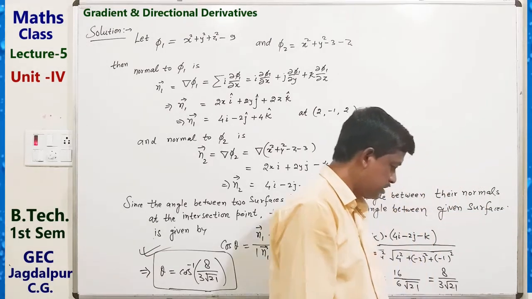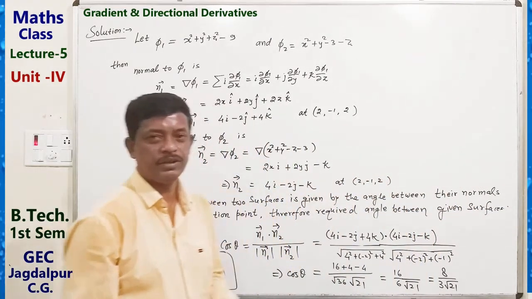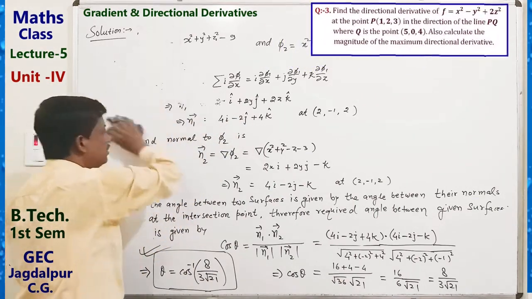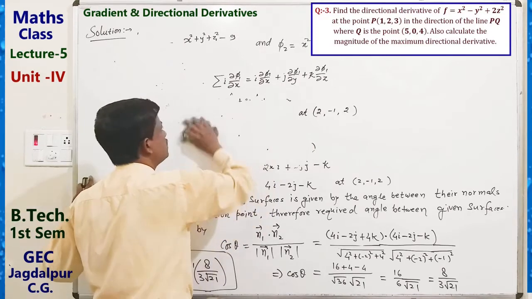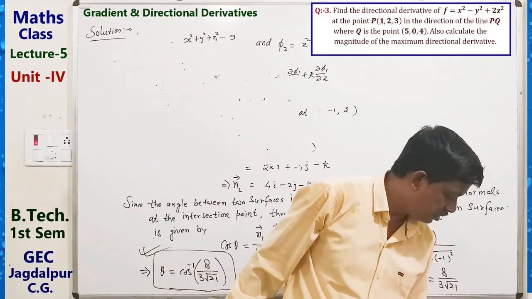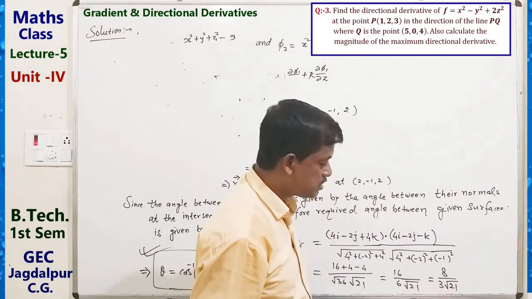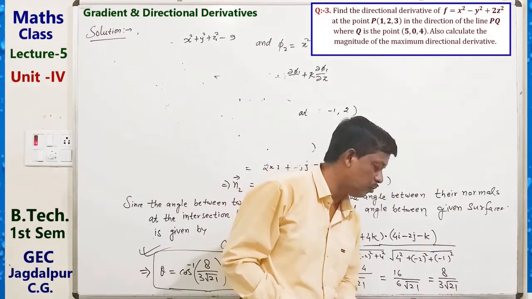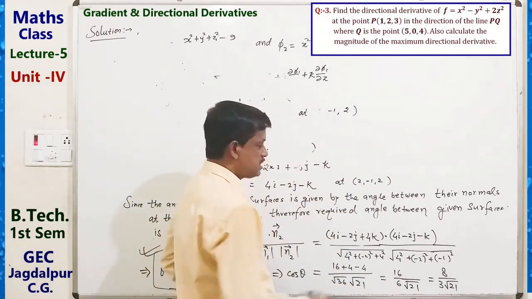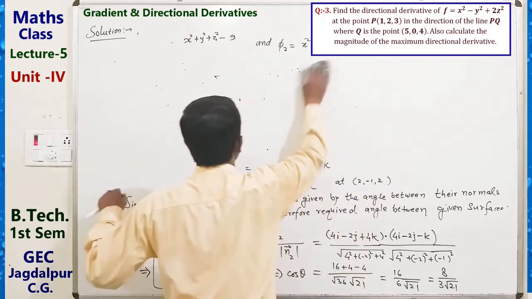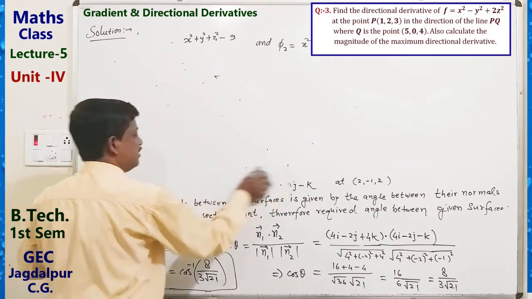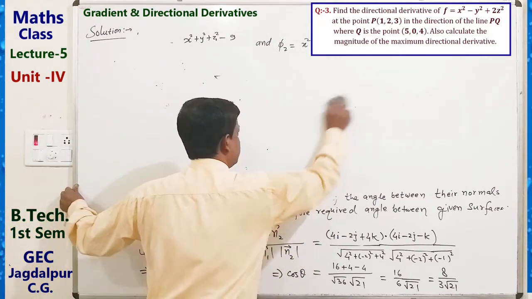Now take another question. Find the directional derivative at P(1, 2, 3) in the direction of the line PQ, where Q is the point (5, 0, 4), and also calculate the magnitude of the maximum directional derivative. We know the maximum directional derivative is given by the magnitude of grad phi, del phi. So we can find del phi.